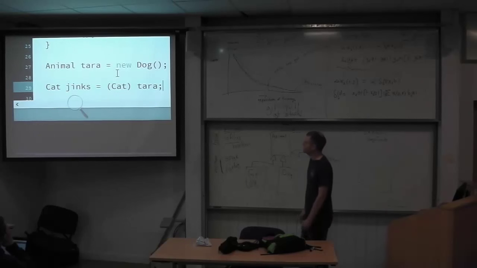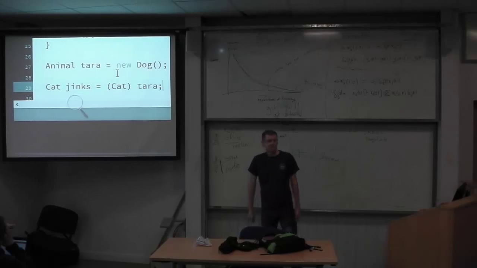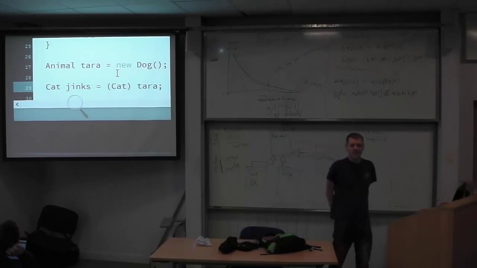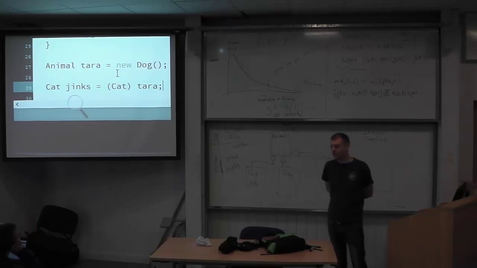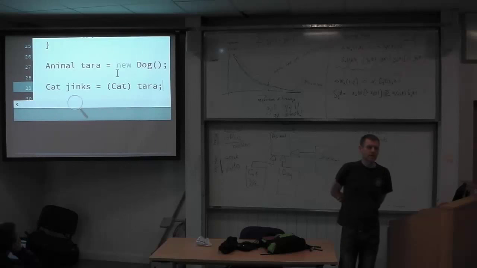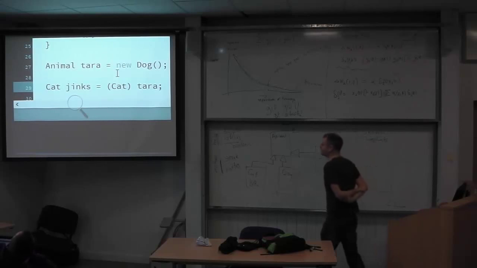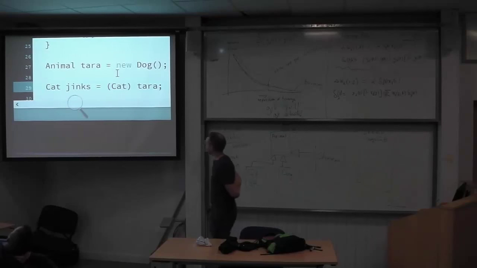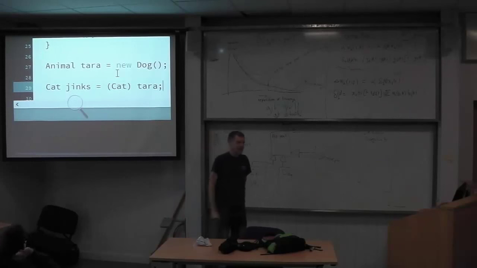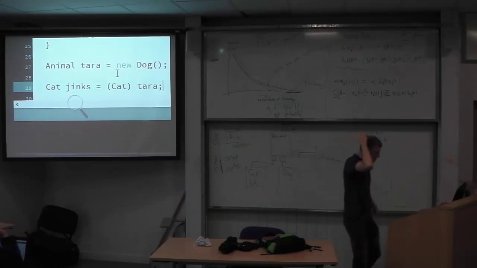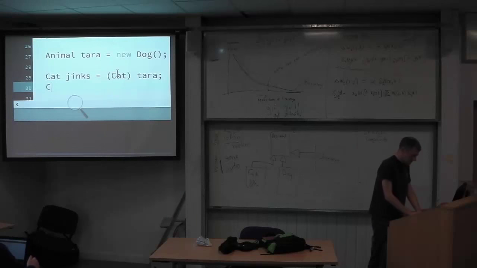Now, looking at that code, does that look okay? How many people think that code is okay? How many people think the code is not okay? Yeah, Processing thinks it's okay, that's fine, it will compile. But when it runs, will that work or not? It won't work, of course not, because if its type is a dog, you can't cast it to be a cat. You can't convert it to be a cat. The only way you could do that would be to actually create a new instance.